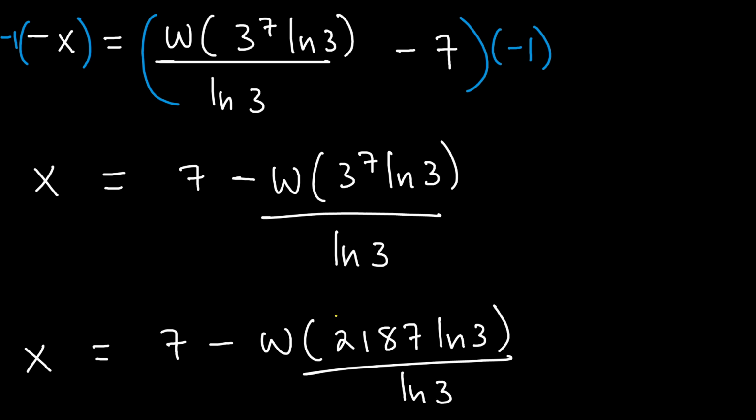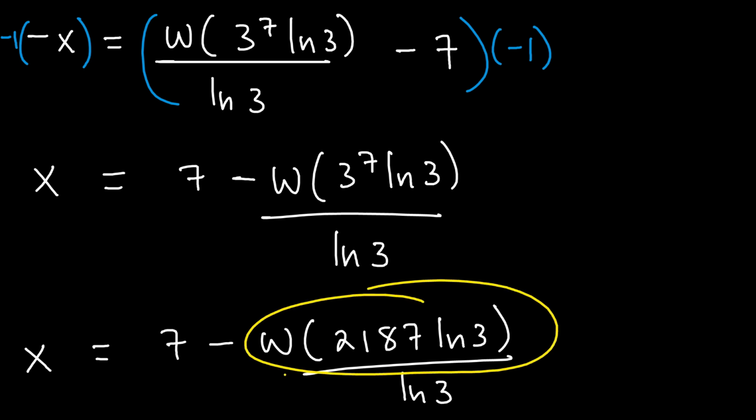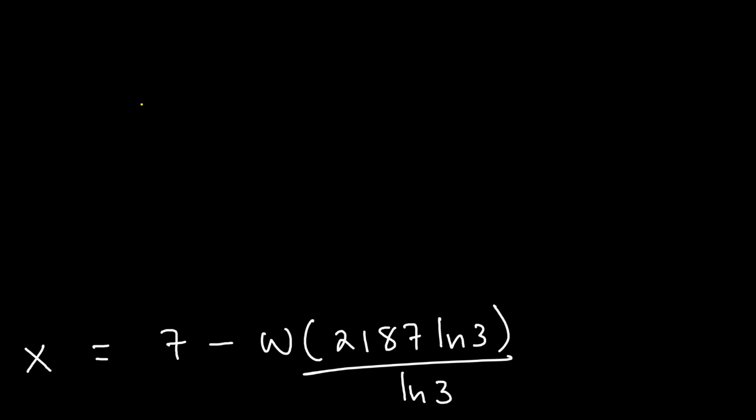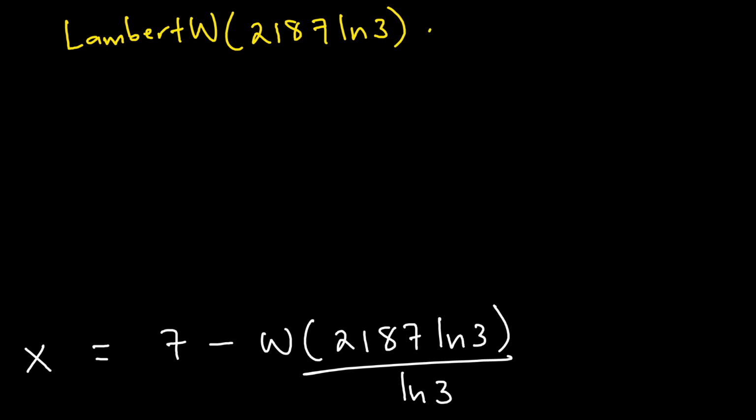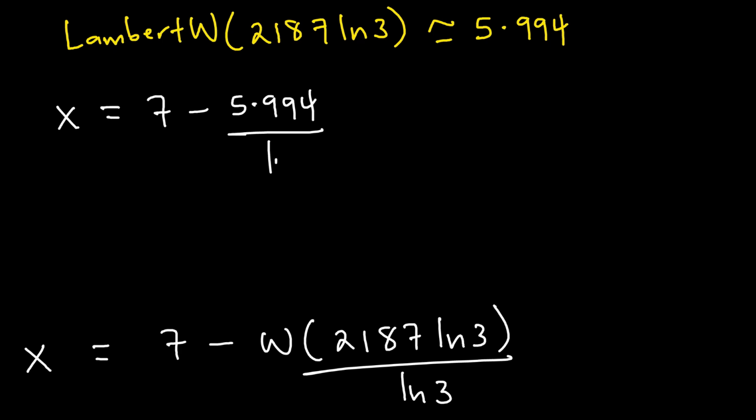And at this point, what we need to do is evaluate this. You can use any online calculator, for example Wolfram Alpha, and type Lambert W of 2187 times natural log of 3. And this will give you approximately 5.994. Therefore, x will be equal to 7 minus 5.994 divided by natural log of 3. And if you put this in the calculator, you'll get x approximately 1.544.